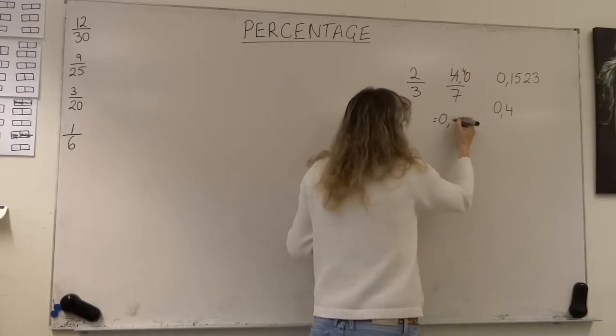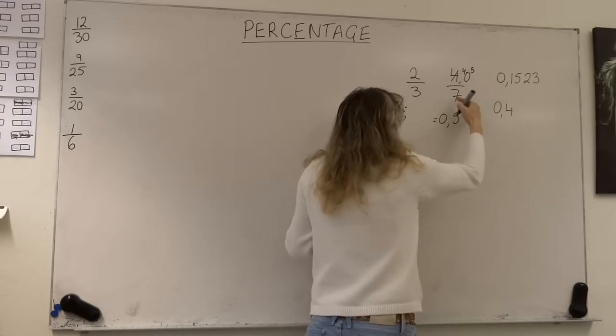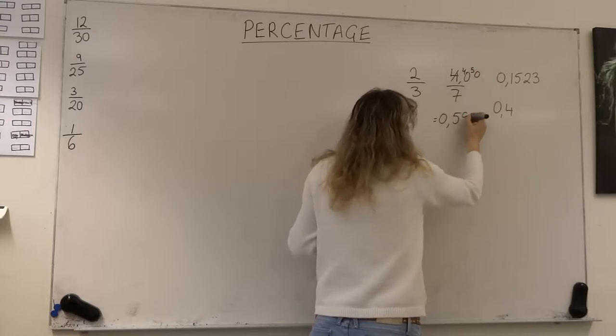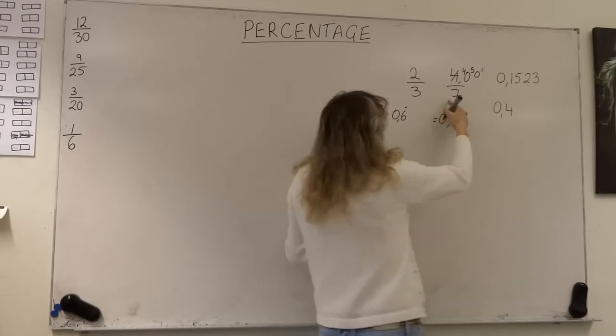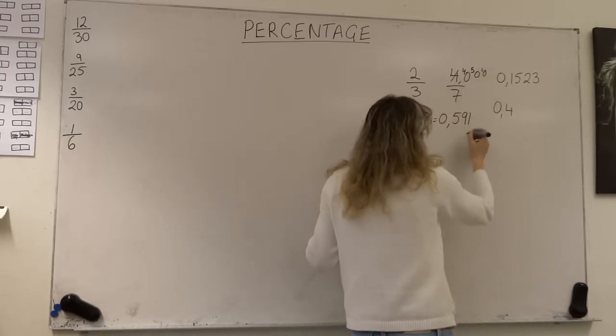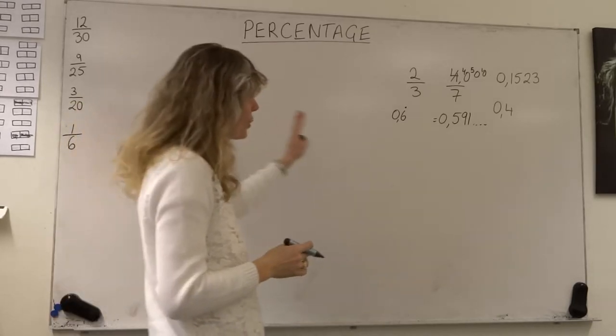7s into 40 go 5 times. With 5 7s are 35, we had 40, there'd be 5 left over. 7s into 50 would go 9 times, 1 left over. 7 7s are 49. 7s into 10 would go 1. So we'd get a recurring sequence there. It would go on and on and on.